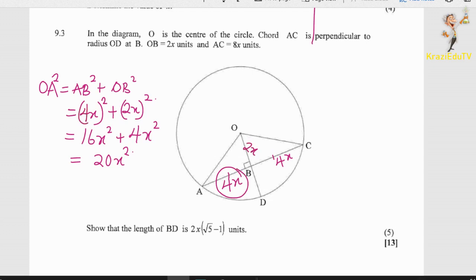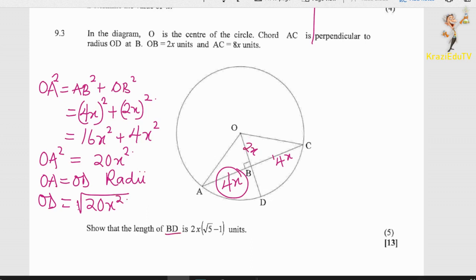We did that. But now that is OA squared, but OA is equal to OD, radii. Therefore, OD is actually the square root of 20x squared. But what are we looking for? BD. What do you notice in this line here? That OB plus BD should be equal to what? OD. What is my OB? 2x. Plus, what is our BD? We don't know. But what is OD?